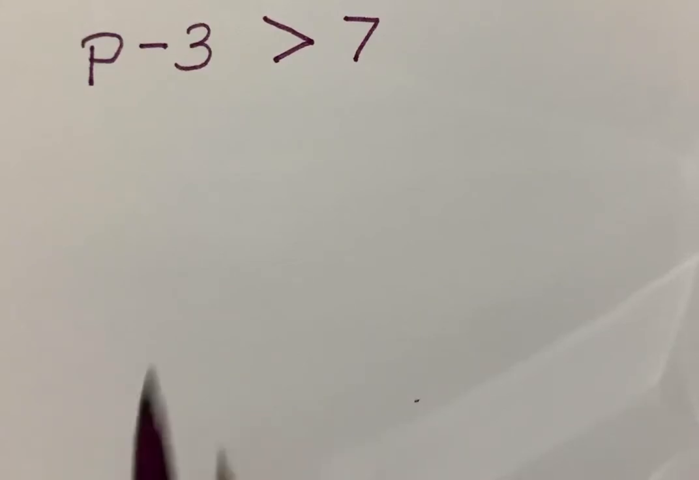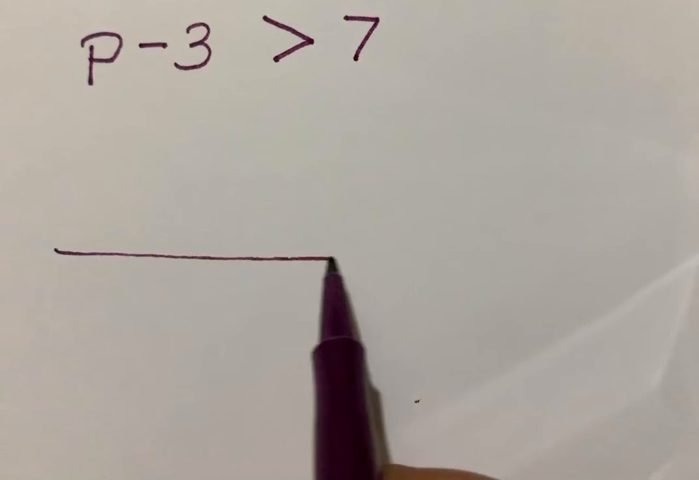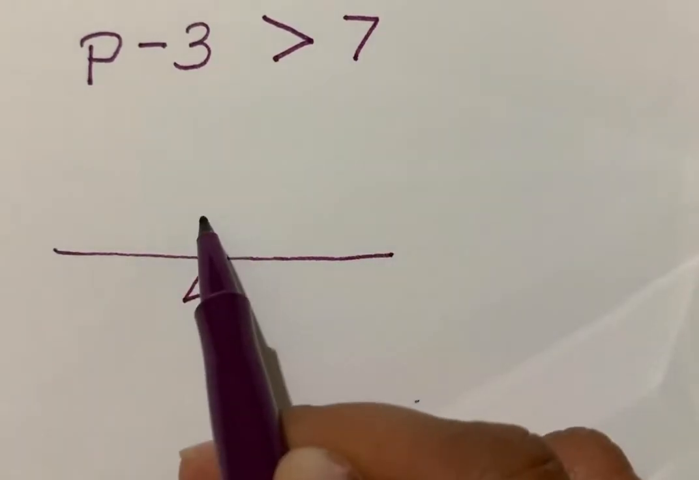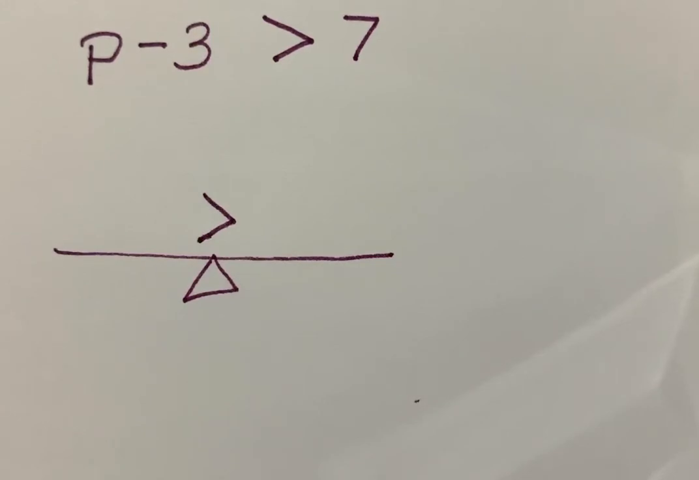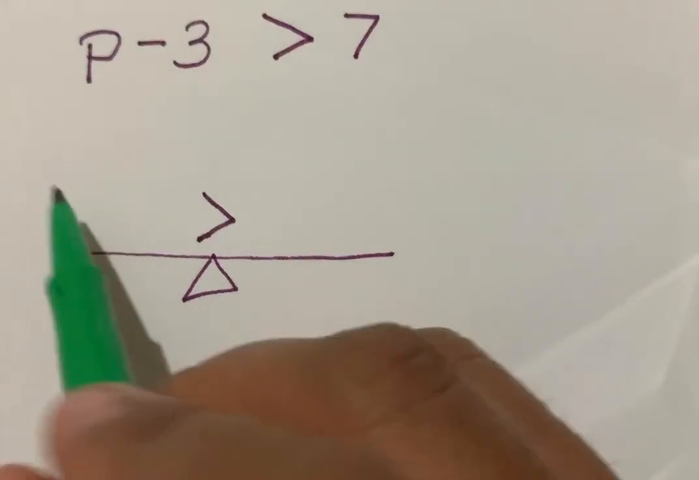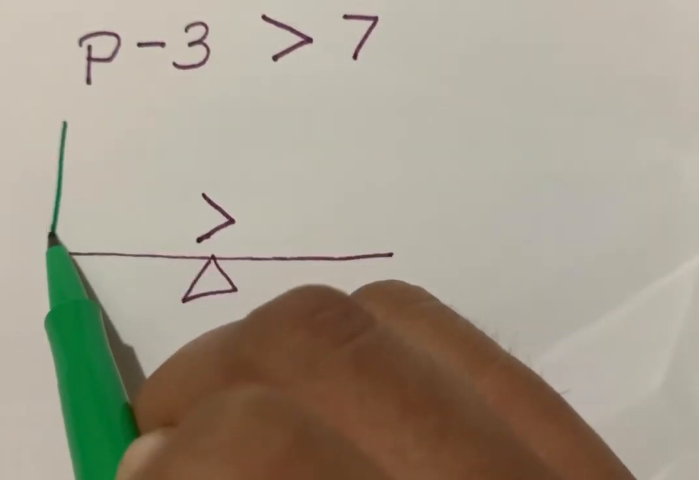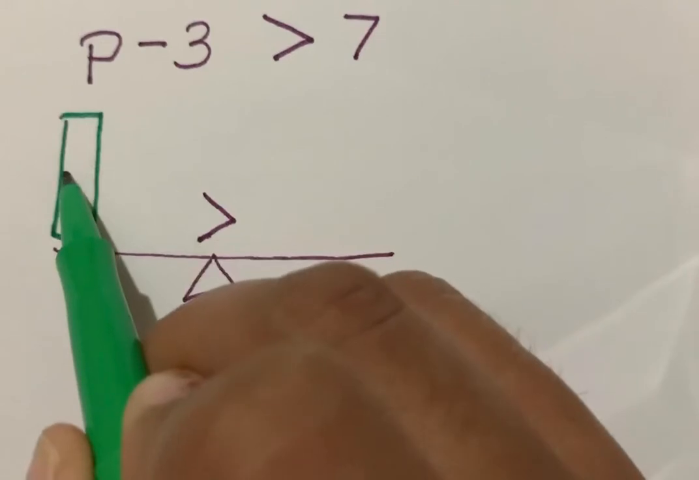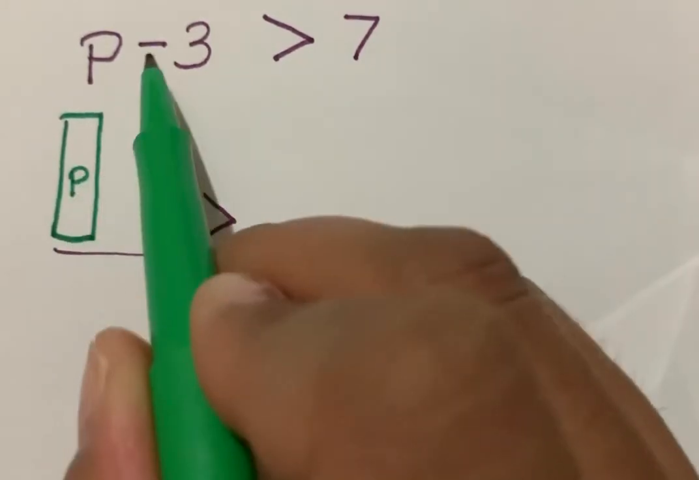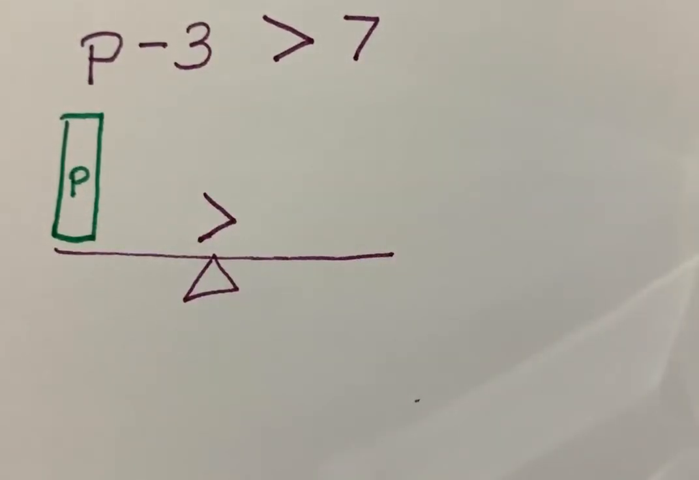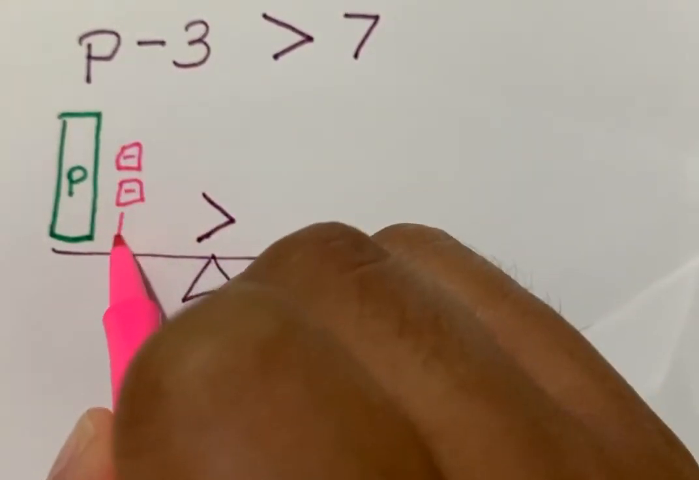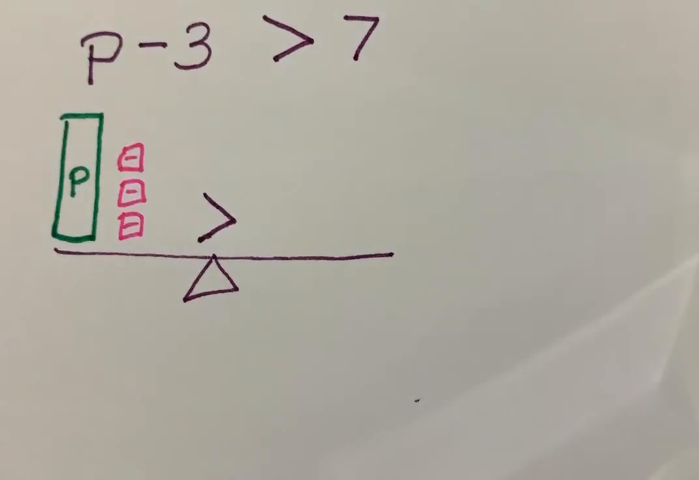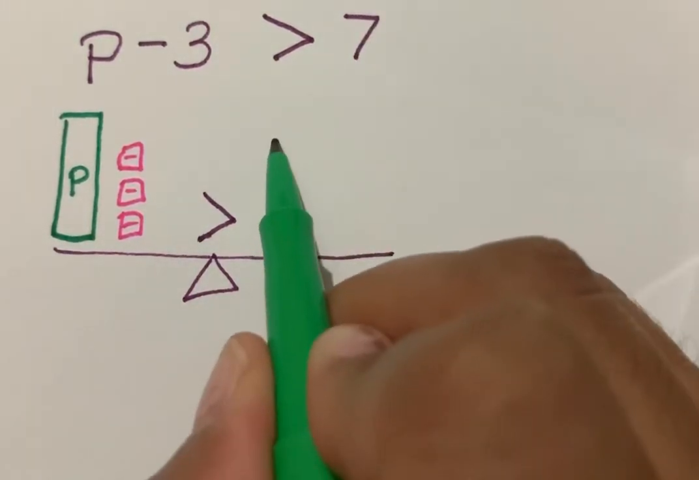Okay, so here's my balance beam for my model, and my inequality is greater than. And so on here, I'm going to use algebra tiles. So here I have P, which is my variable, and then 3 negatives, because I'm taking away 3. And that has to be greater than positive 7.